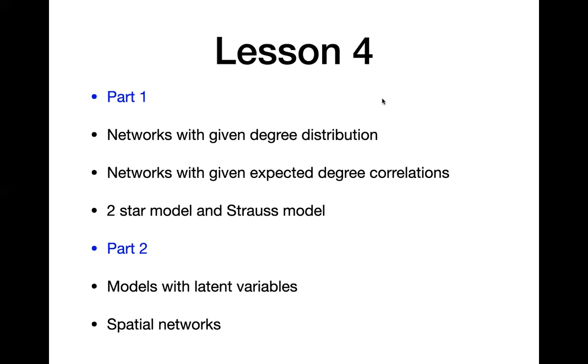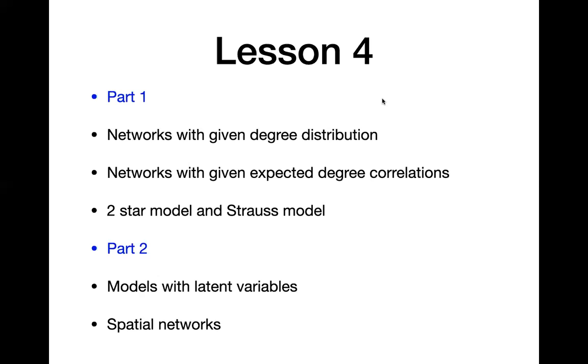I will mention also the Strauss model, which is the model in which I want to constrain also the number of triangles in the network. As you will see, there will be a lot of surprising results, including phase transitions and coexistence between different phases. In part two, instead, we will take another approach.